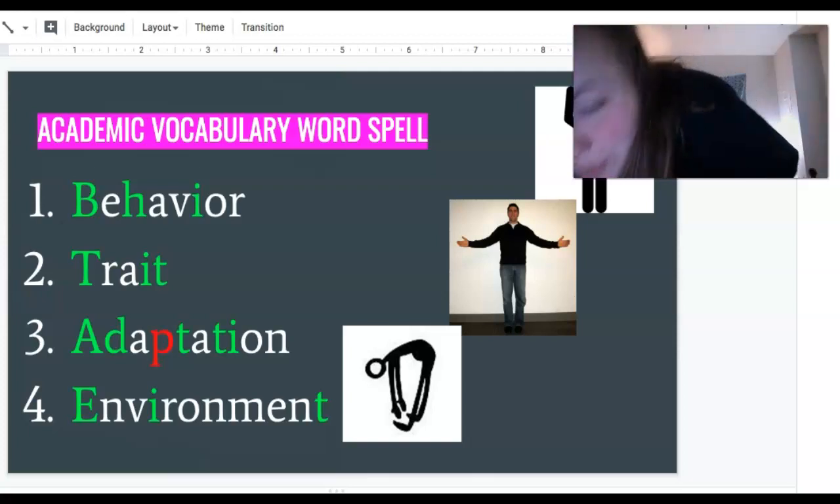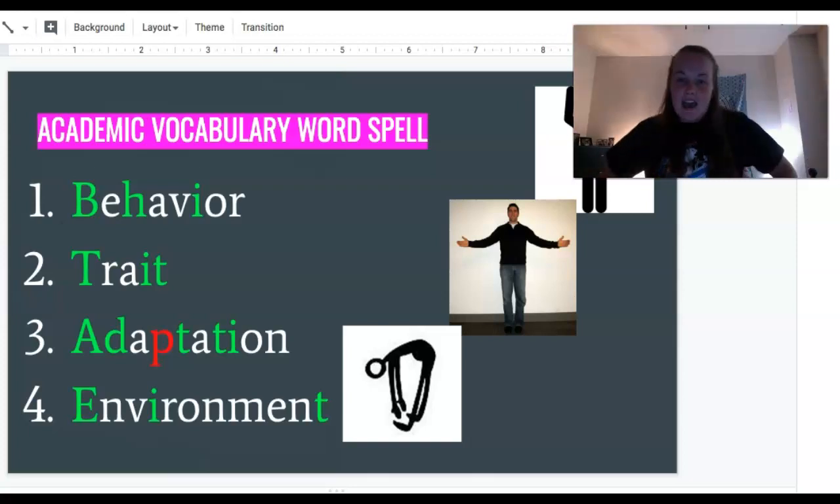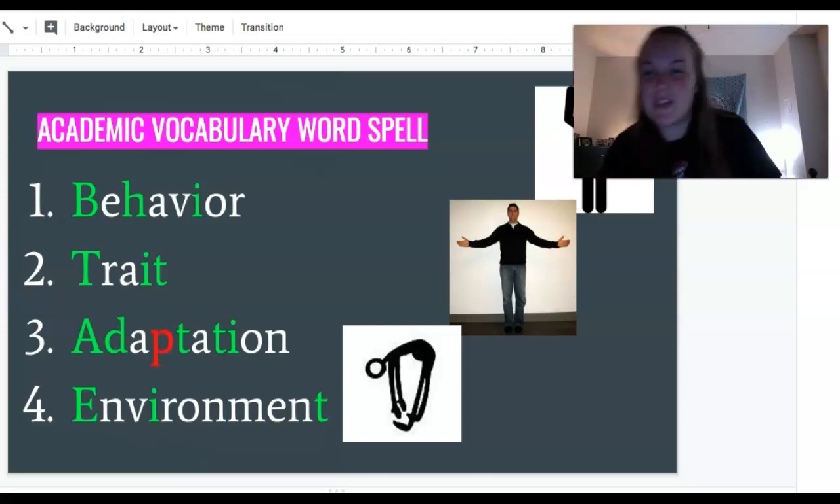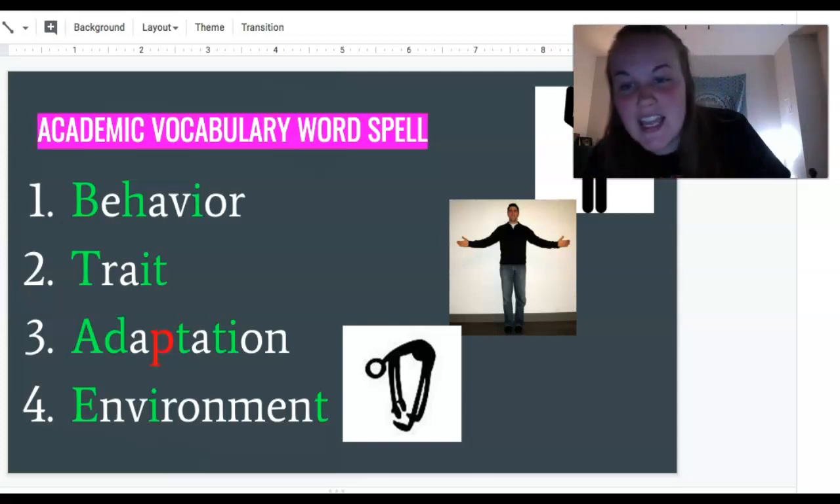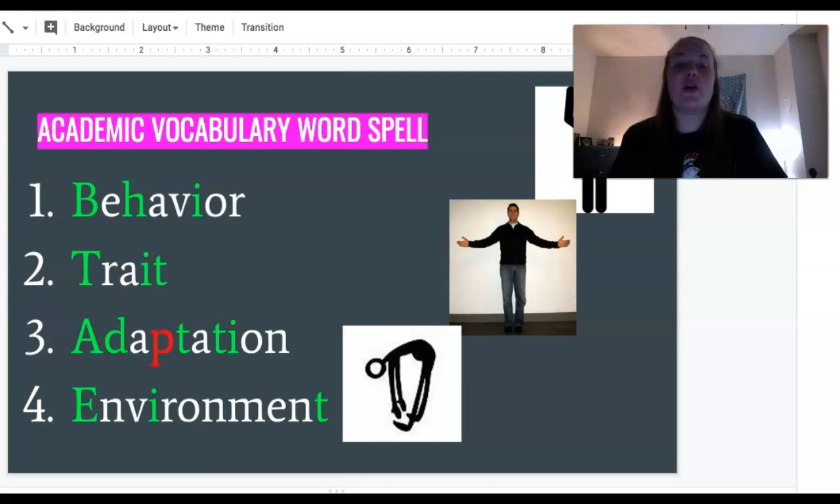Nice work, super scholars. I am sure that you are doing your physical activity, but I just wanted to incorporate that in there so that we can also reinforce spelling. As you know, adaptation and environment are not two of our vocabulary words that we learned in this lesson, but we have learned them in previous lessons, and we should also know them from 3rd grade. So I included those in there to give us some more words to spell so that we can get the blood flowing through our veins.